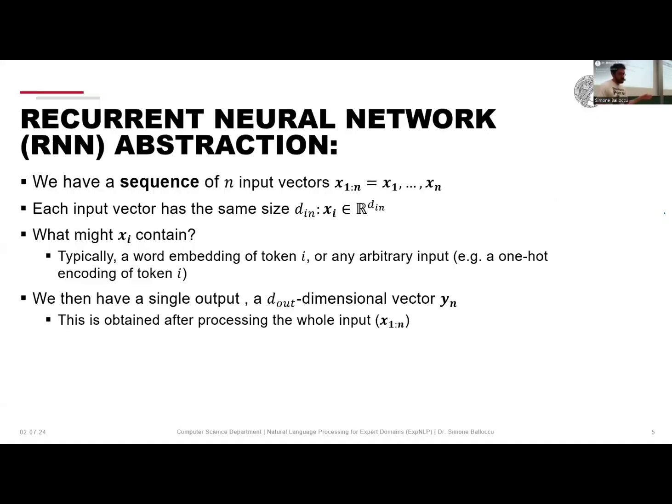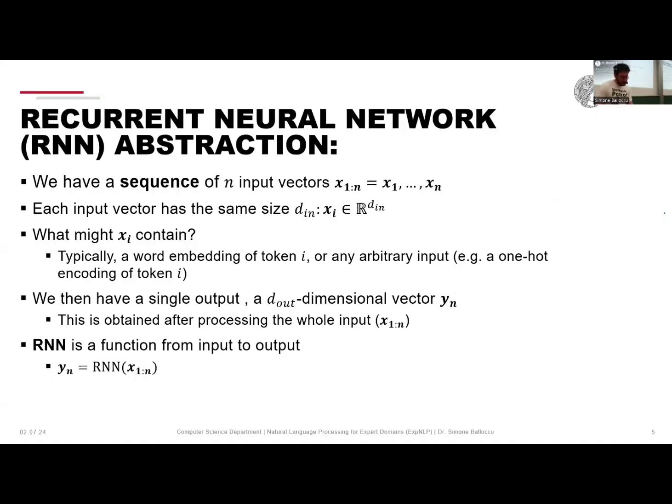And this is obtained by processing the whole input sequence. So for example, you may process an entire sentence, token by token, and get a label, sentiment analysis for example. An RNN is a function from an input to an output. So we're going to say that yn is this RNN function of the input sequence. And we don't know anything about that, but we're going to see what it is about.